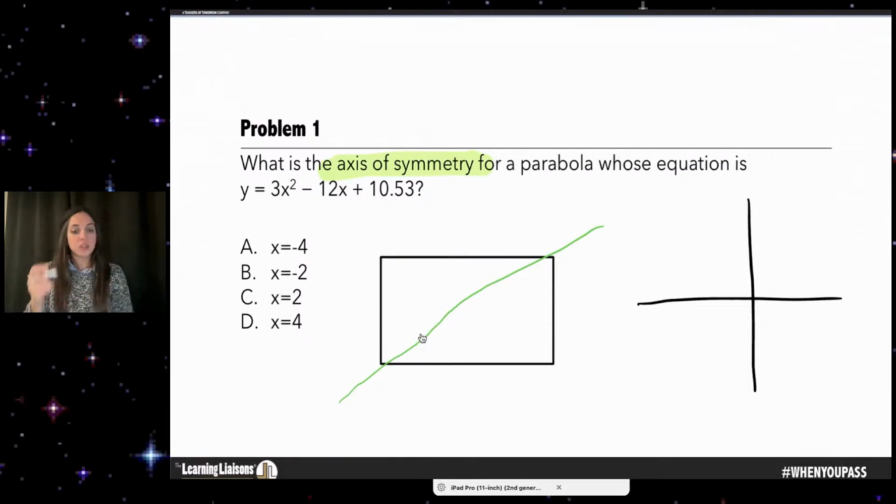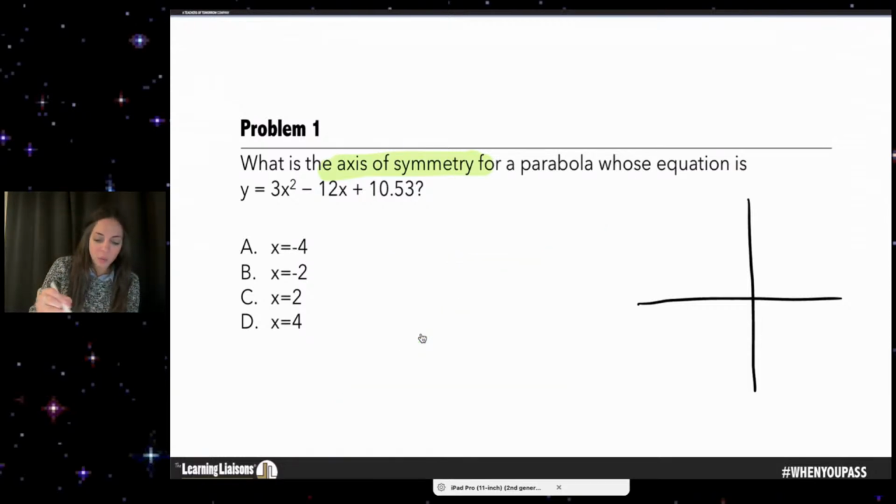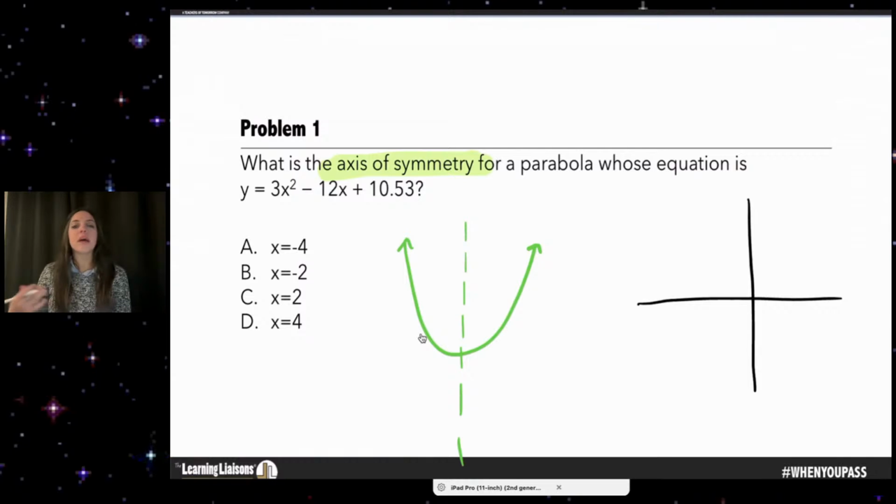And it's the same on both sides. That said, when I'm looking for the axis of symmetry for a parabola, I'm looking for the vertical line that cuts that parabola in half. At what point is it going to cut that parabola in half? The vertex. And it's not going to be an x-intercept. It's not going to be a y-intercept. The vertex is the highest or the lowest point of that parabola. And the vertex is going to be that point at which the parabola gets cut in half.